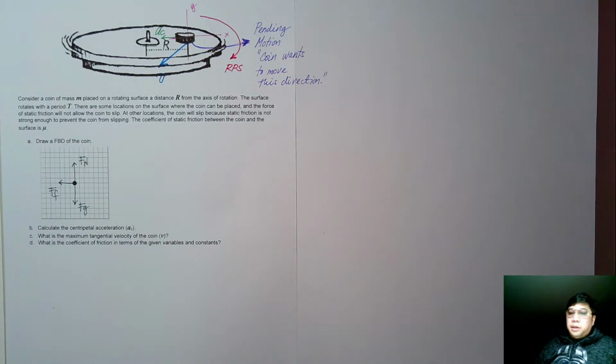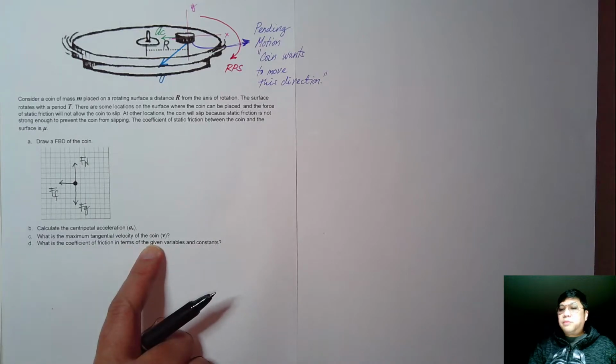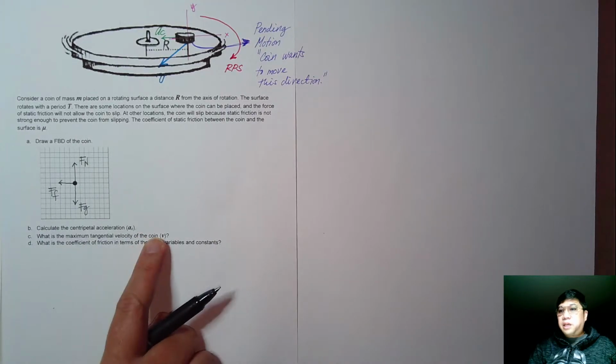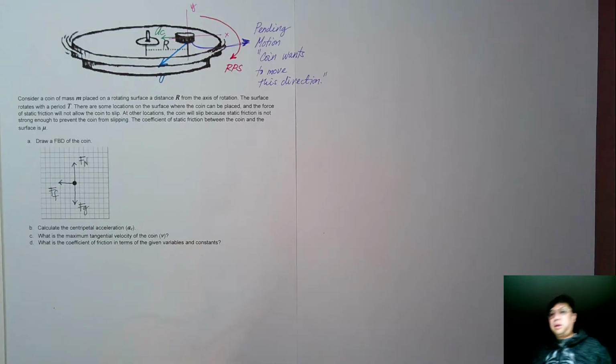Okay. So the question is, calculate the centripetal acceleration. Letter B, what is the maximum tangential velocity of the coin? Okay. How fast can it go? And what is the coefficient of friction in terms of given variables and constants?